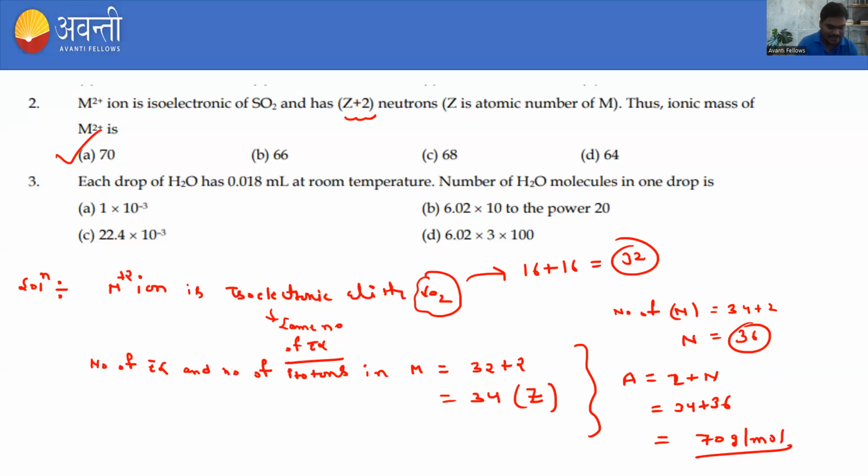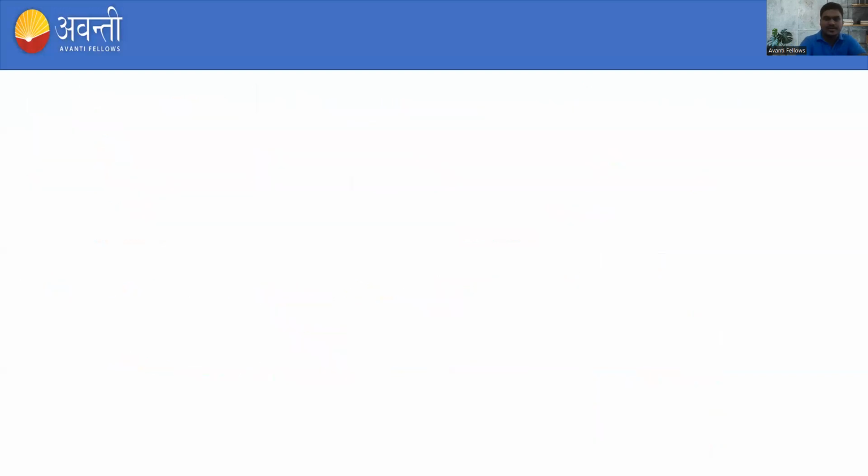Now, the next question is: each drop of H2O has 0.18 ml at room temperature. Now you have to calculate the number of H2O molecules in one drop. So let's see how you will calculate the number of molecules in one drop. Here I am going to solve this question. Let's see quickly how we can find it out.